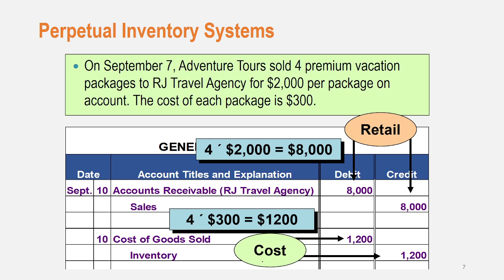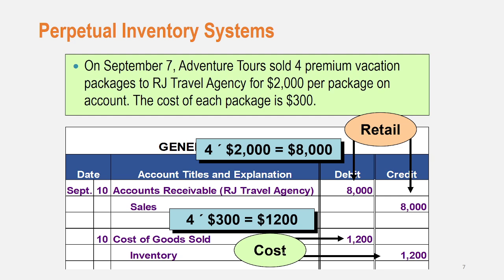Let's say on September 7, Adventure Tours sold 4 premium vacation packages to RJ Travel Agency for $2,000 per package on account. Additionally, the cost of each vacation package to Adventure Tours is $300. And we want to record both sales and the cost of goods sold in journal entries. So the first operation is to consider the journal entry through explanations.